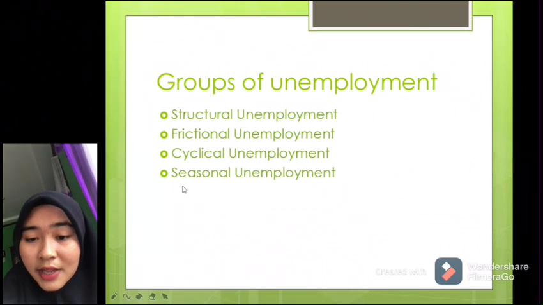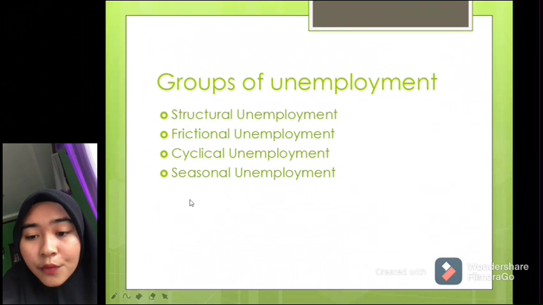This is like cyclical unemployment, but the problem stems from seasonal factors and is not caused by the ups and downs of economic activity. For example, during the holiday period, the demand for certain jobs is often higher than in the normal season.